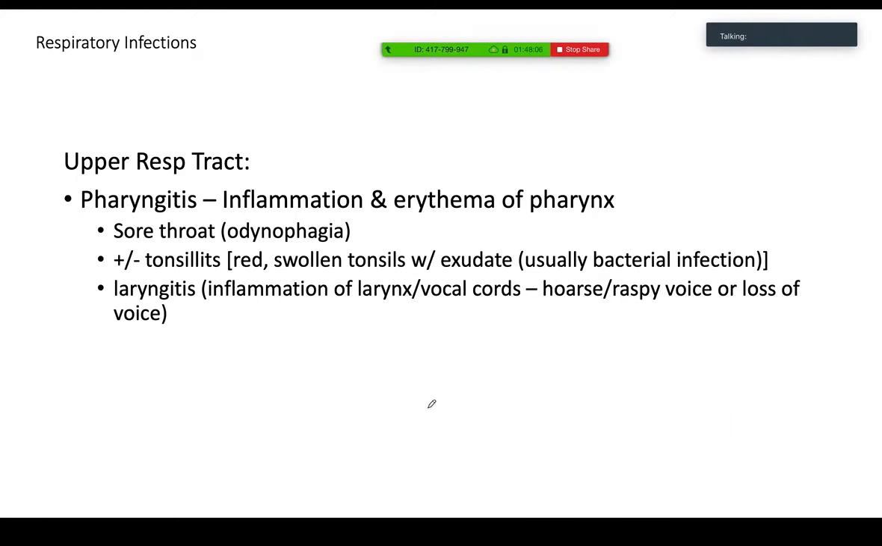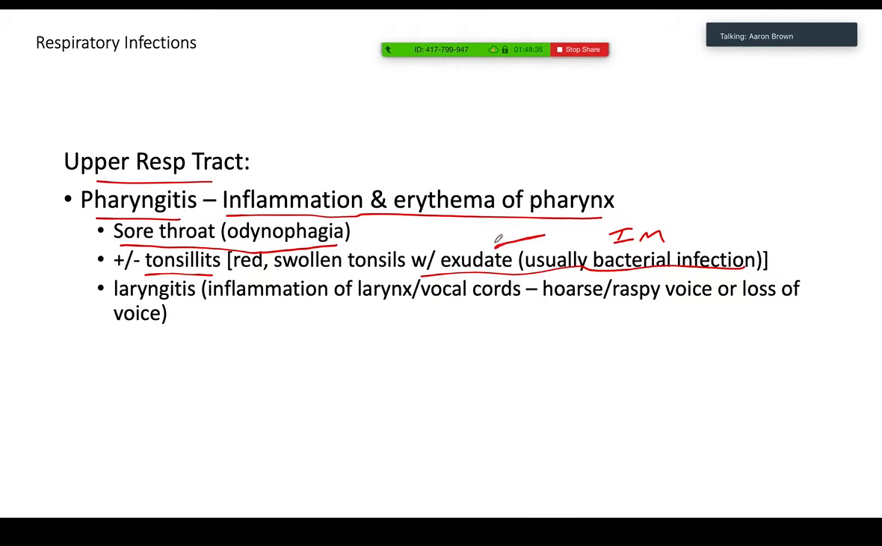Okay, so let's go here. Upper respiratory tract. When we talk about upper respiratory tract, pharyngitis is simply an inflammation, erythema of the pharynx. We can describe this as a sore throat or odynophagia. We may, in some of these infections, see an inflammation of our tonsils. If we see exudate, usually we think bacterial, although the classic example of that is infectious mononucleosis. We also see exudate on the tonsils. Laryngitis is inflammation of our larynx and vocal cords, giving us a hoarse and raspy voice. So whenever we say pharyngitis, we're describing all of these things. All of these things are fair game.